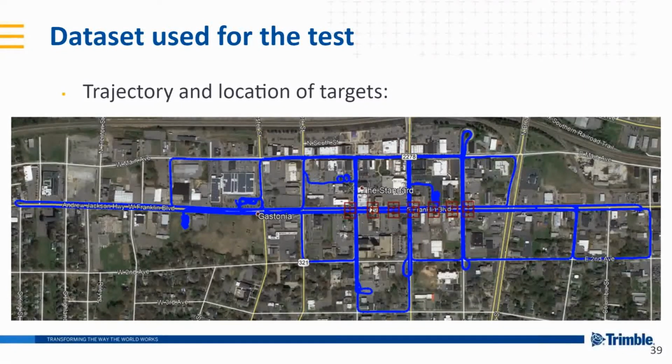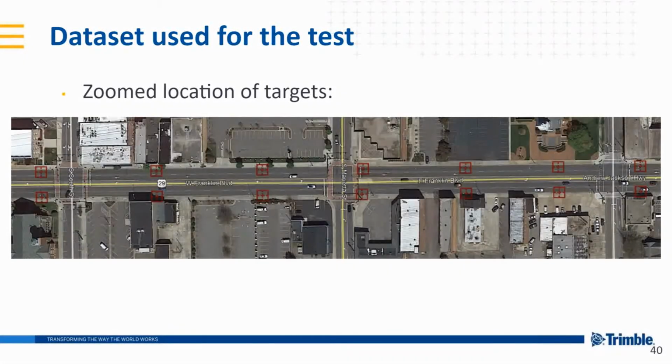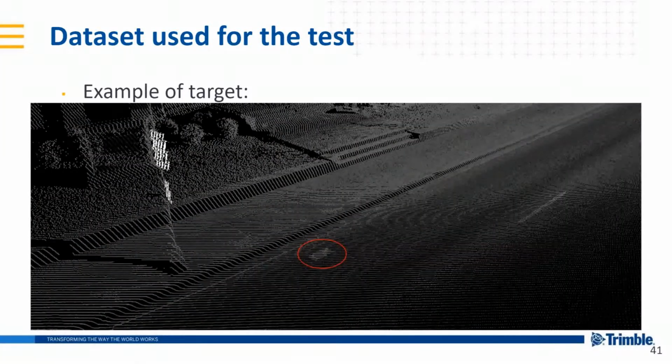Here is the whole trajectory and the location of our targets. With this picture, maybe you can clearly see the location of the targets. They are located on the roadside along our trajectory. This is an example of our target. It's a reflective rectangle on the pavement.